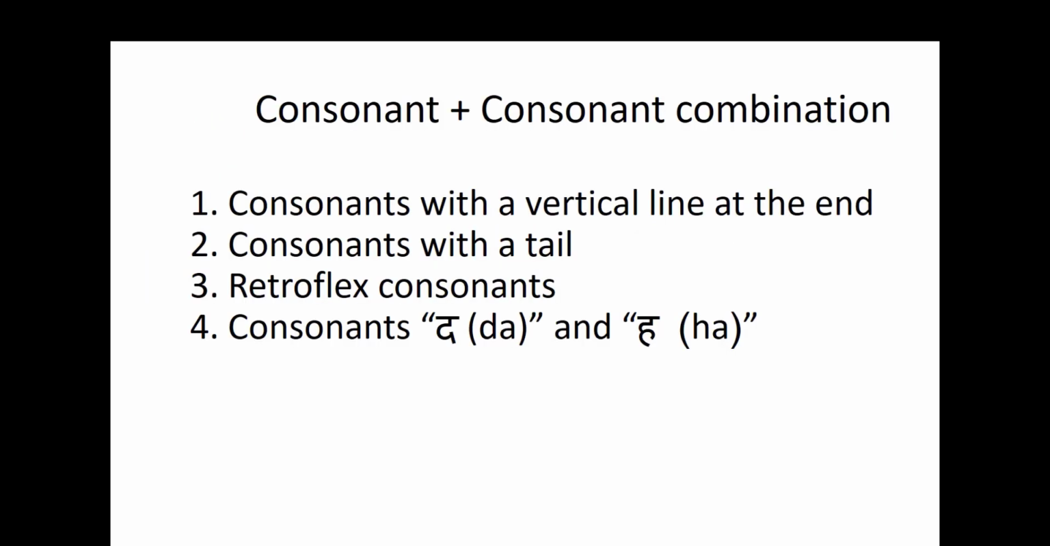So let's summarize what we learned today. We learned different types of consonant-consonant combination. The first type was consonant with a vertical line at the end. So here you drop the vertical line to join it with the other consonant. The second type was consonants with a tail. Here you cut the tail into half. The third one, we learned retroflex consonants. Retroflex consonants usually come with other retroflex consonants only. And what you do is you just write one below the other, or you can use halant. And the fourth combination was consonants sha and ha. Here you have to learn how to write the ligatures, or you can simply use halant.